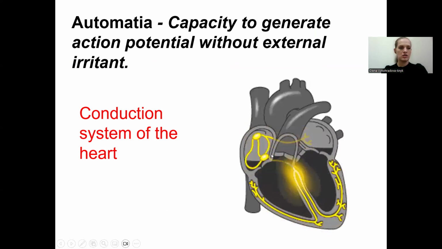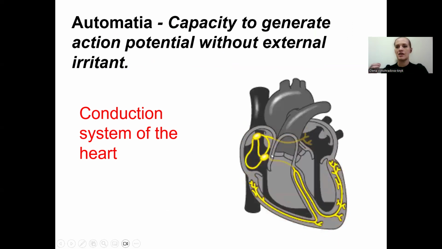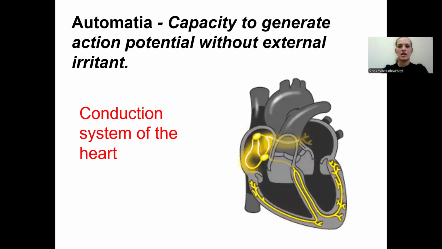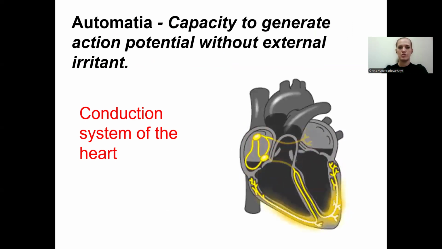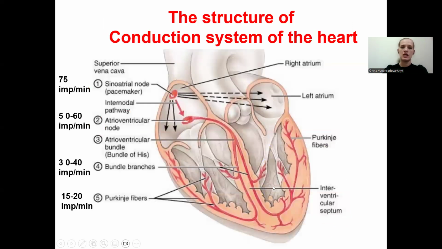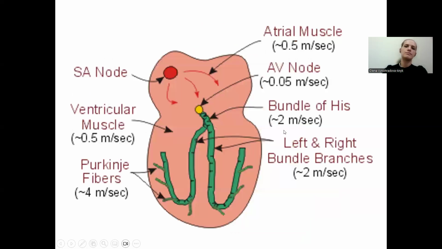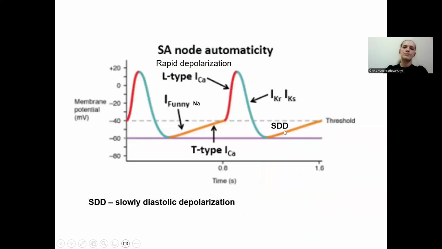And automaticity works because we have a conductive system of the heart. The conductive system of the heart works like an autonomic generator of electrical impulses inside of our heart. The main structures of the conductive system, as I told you before, are the sinoatrial node, atrioventricular node, bundle of His, bundle branches, and Purkinje fibers.